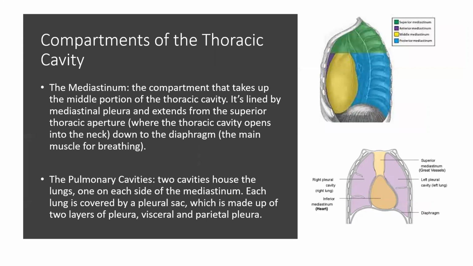So there are 3 compartments of the thorax, namely your mediastinum and your 2 pulmonary cavities. The mediastinum is the compartment that takes up the middle portion of the thoracic cavity. It's lined by the mediastinal pleura, and it extends into the inner border of the sternum anteriorly. The inner border of the thoracic vertebral body is posteriorly and spans the full vertical length of the thoracic cavity.